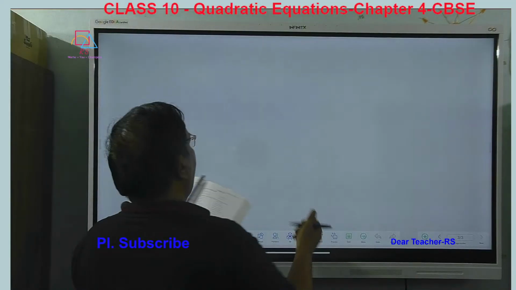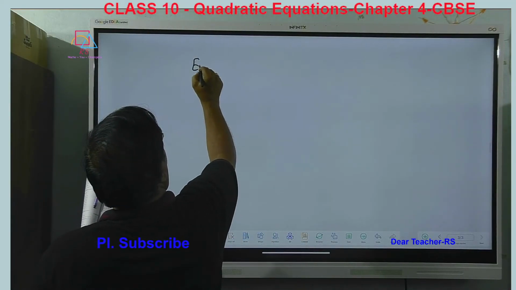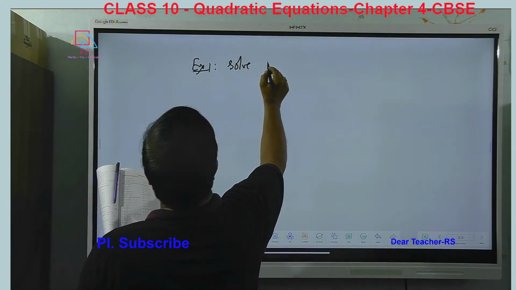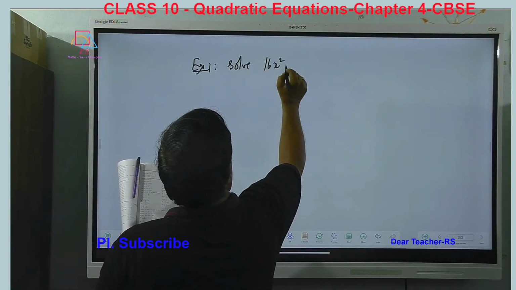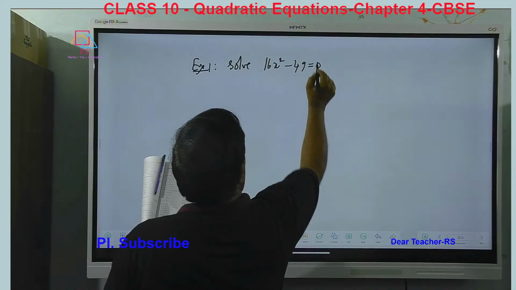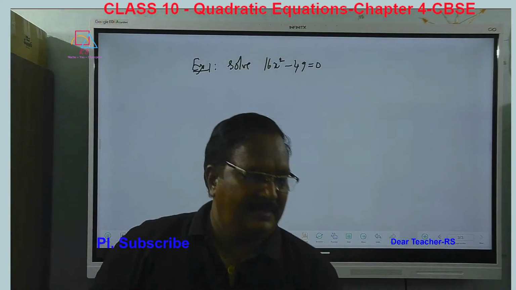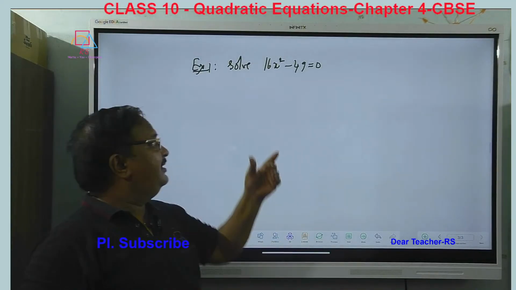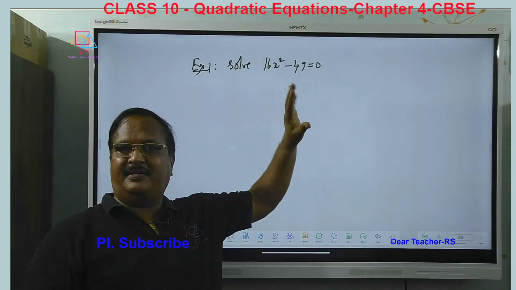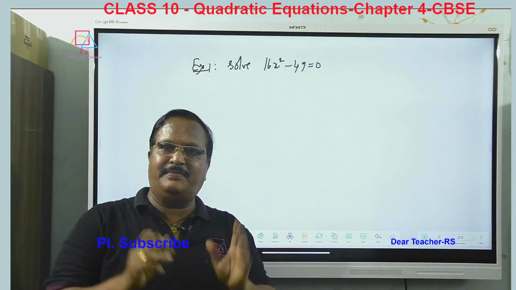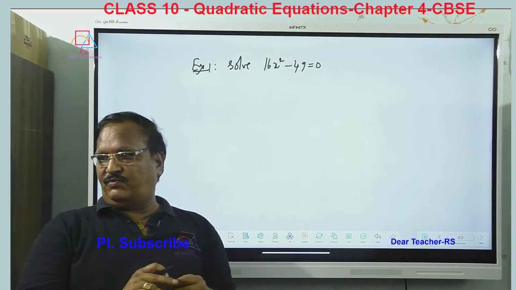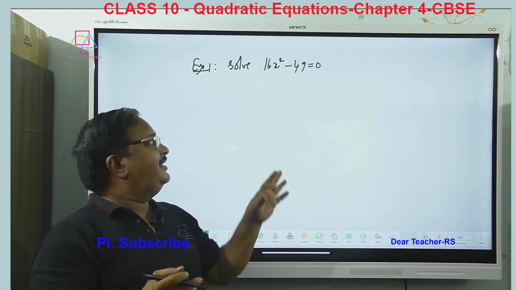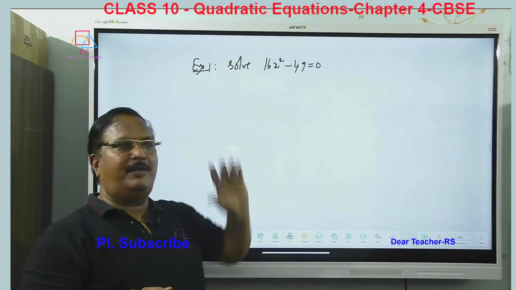Solve. I will take one question. This is, I will write example 1. Solve using factorization: 16x square minus 49 is equal to 0. This is a simple question. In this you cannot apply the middle term method. There is no middle term, the x term is not there. So then what should we do? When there is no x term, you should use another way, the formula method.